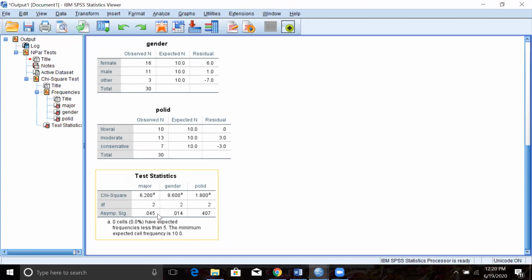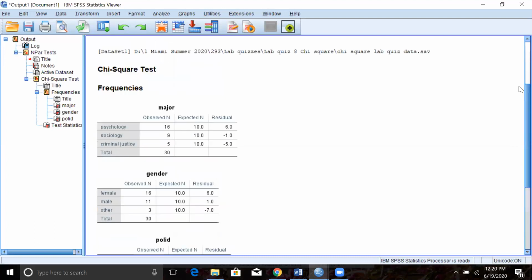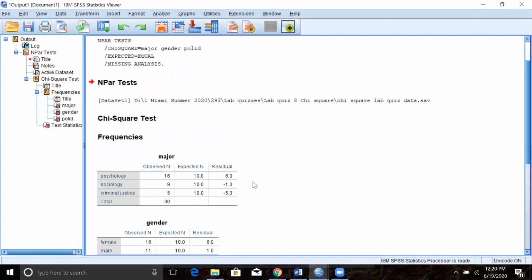To interpret a significant chi-square, you can return to the observed versus expected frequencies to evaluate what drove that chi-square to significance. So the biggest difference from observed to expected here in the major variable is an overrepresentation of psychology majors and a relatively slight underrepresentation of criminal justice majors in our particular sample. So the significant chi-square tells you that people are more likely to be psych majors than criminal justice majors.